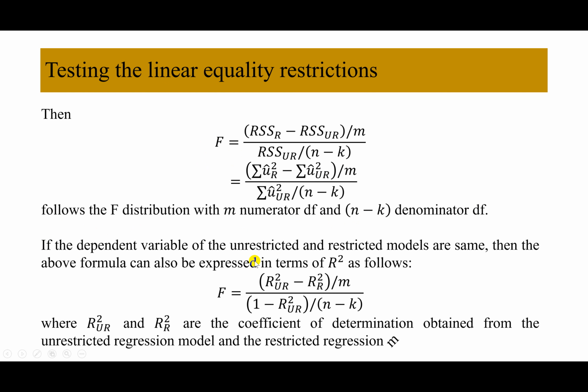If the dependent variables of the unrestricted and restricted models are the same, then the above formula can also be expressed in terms of R square as follows: F equal to R square unrestricted minus R square restricted, divided by m, divided by 1 minus R square unrestricted divided by n minus k, where R square UR and R square R are the coefficients of determination obtained from the unrestricted regression model and the restricted regression model.